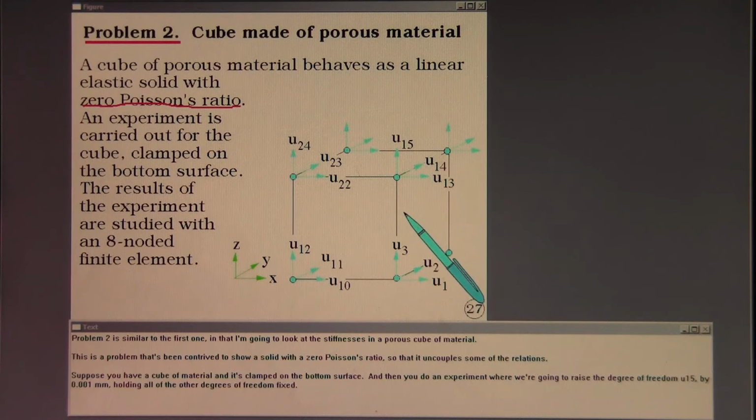Suppose you have a cube of material and it's clamped on the bottom surface, and then you do an experiment where we're going to raise the degree of freedom U15 by 1,000th of a millimeter, holding all of the other degrees of freedom fixed.